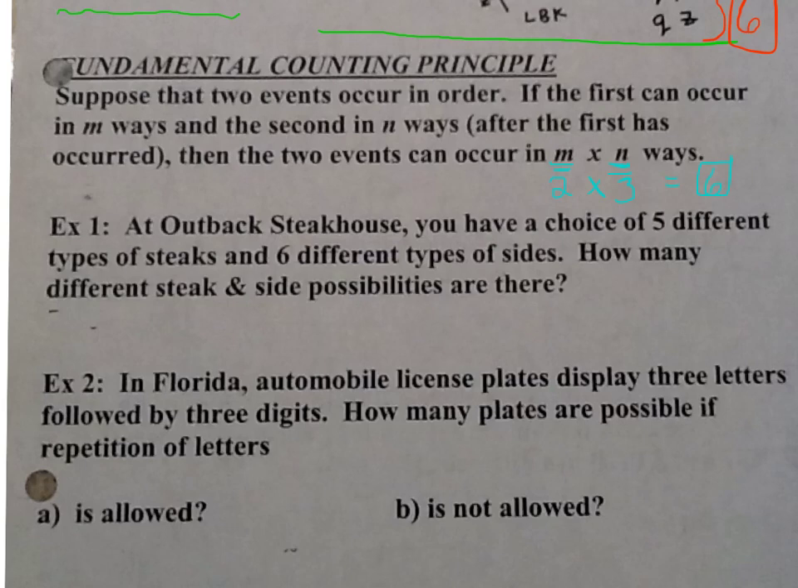So let's try a pretty easy example. Example 1. You're at Outback. You have 5 different types of steaks, 6 different types of sides. How many different steak and side possibilities are there? So, using the fundamental counting principle, we just take our 5 types of steaks times our 6 types of sides. We get 30 different options. Right? Not so bad. Okay?